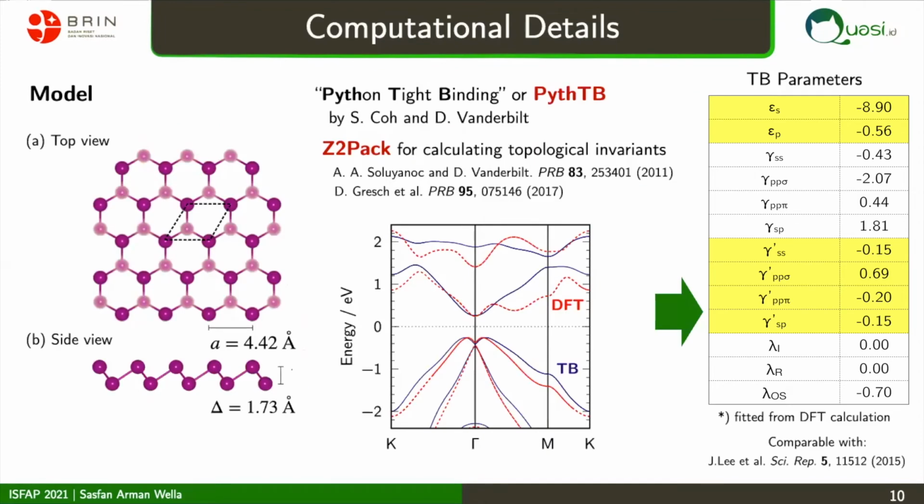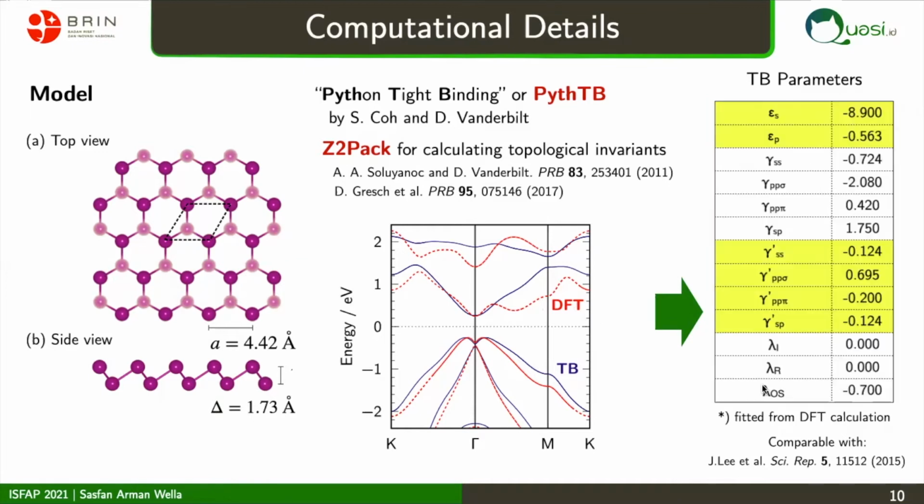To develop a coherent picture of the relation between topology and TE performance, we perform electronic structure calculations by means of the tight binding method. In order to find the tight binding parameters, we first perform a DFT calculation for the band structure, and then fit the tight binding band structure to the DFT one to find these parameters.